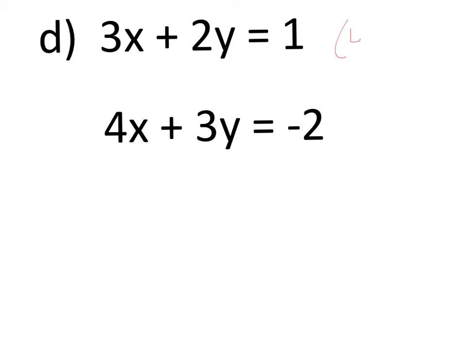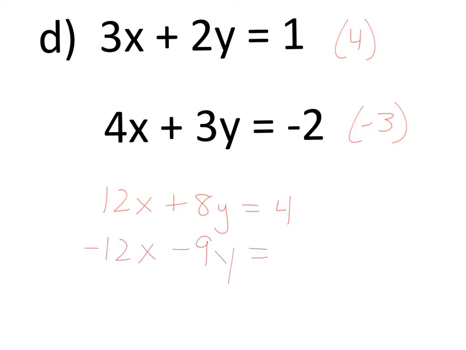So I'm going to multiply this guy by 4. And I'm going to multiply this guy by a negative 3 instead of a positive 3. That way my signs will be opposite and I can cancel. So now, keep in mind, again though, you're going to multiply all 3 parts by 4. So you're going to get 12x plus 8y equals 4. And now multiply your bottom equation by negative 3. Okay, and we're going to get negative 12x, a negative 9y, and a positive 6.